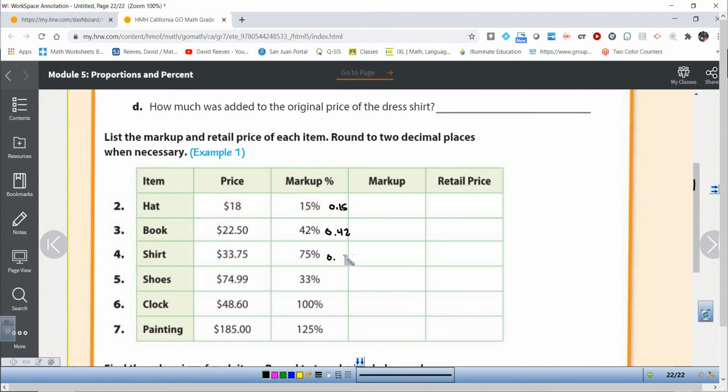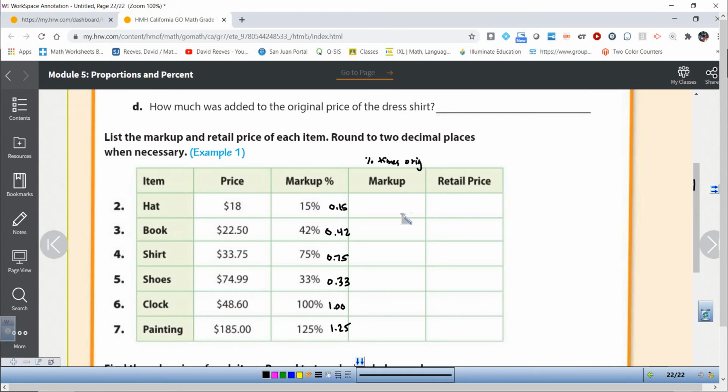This would be 0.75. Again, I'm simply moving the decimal 2 places to the left. 0.33. Now all of these have been less than 1. This one, when I move it 2 places to the left, I get 1.00, and this one I get 1.25.